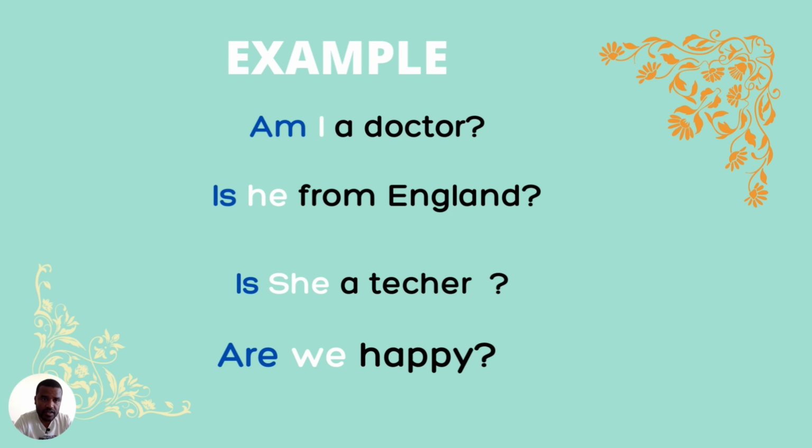So here, what do you think that you notice? What do you notice here? You notice that we did inversion. We inverse. We have the verb to be first and the subject I. Am I a doctor? So is he from England? We have is and the subject. And is she a teacher? Are we happy? Right? Good.